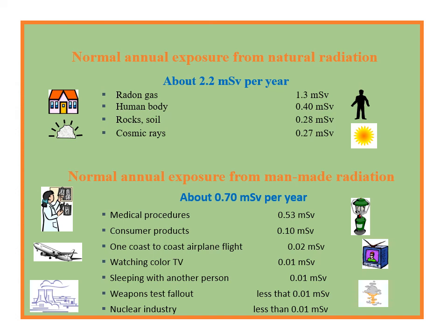Consumer products, airline flights, watching colour TV, sleeping with another person if you share a bedroom with somebody. Weapons test fallout, that's the radiation that comes from the remnants of a radioactive test. Nuclear industry. Things that people are worried about when it comes to radioactivity are usually weapons testing and the nuclear industry. But look how small that dose is there.